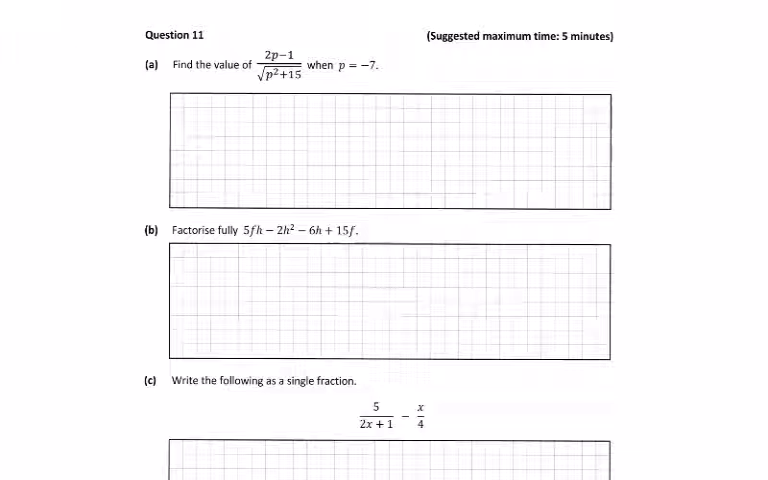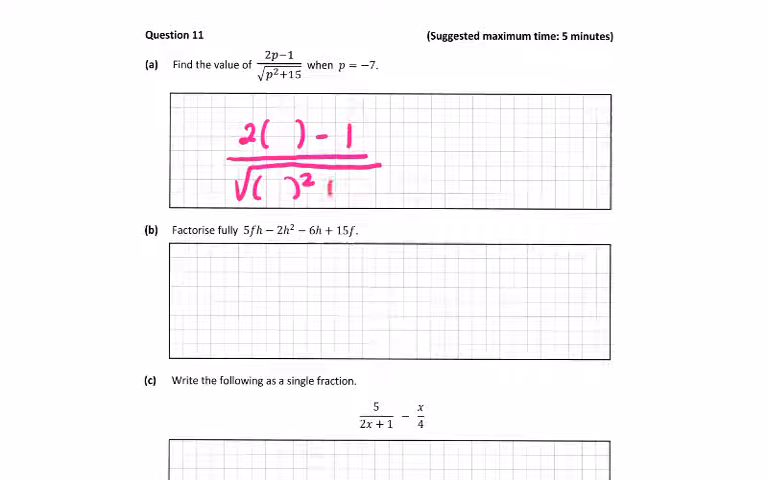In this question, we have again substitution, 2p minus 1, 2p minus 1. If it helps you to set it up like this initially, by the square root of p squared. Anytime we're putting something in, put it in a bracket, plus 15. Check what p is, minus 7. So stick these values into your calculator and see what you come out with.